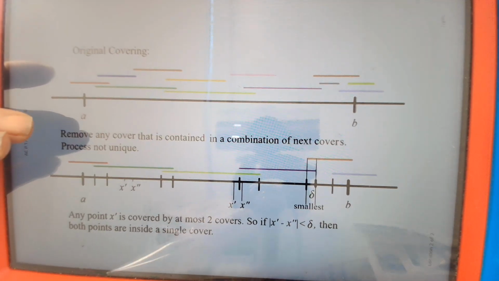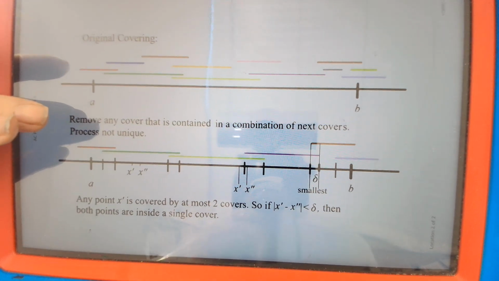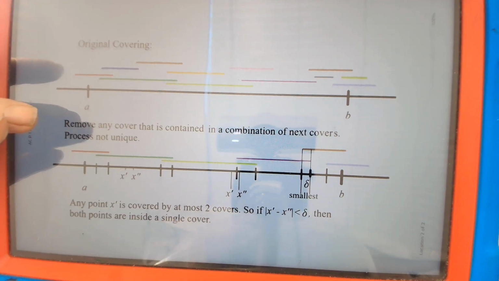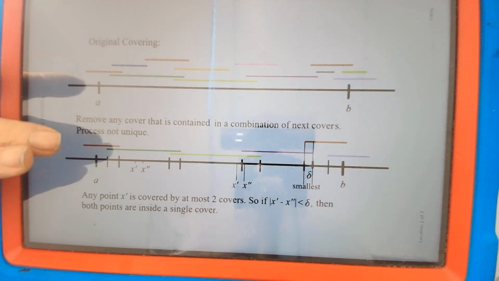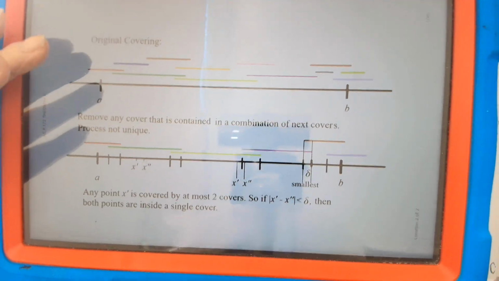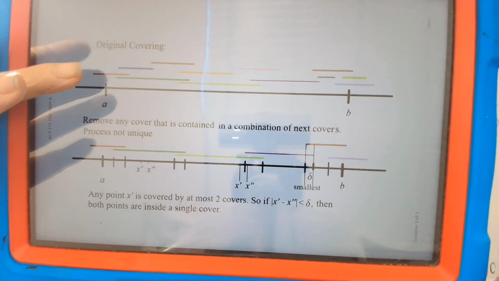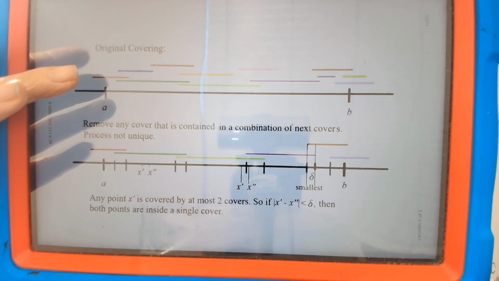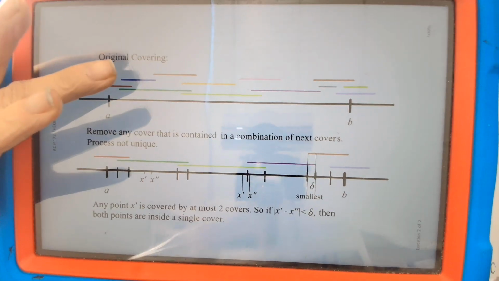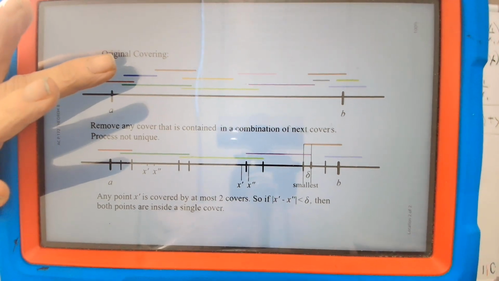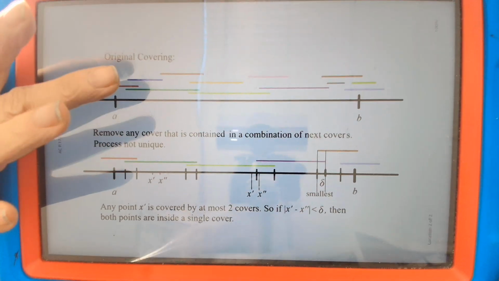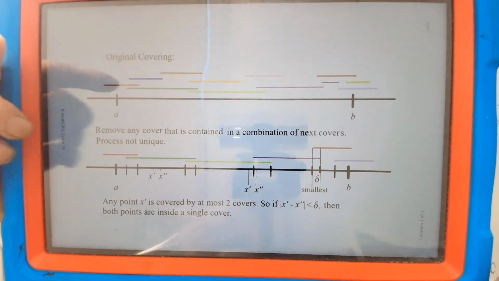Anyway, let's see. What we're going to do is remove any cover that's contained in the combination of the next covers. That is, start with the first one, the red line. That's by itself, it's not contained in anything, so we'll keep it. Then look at that bluish or purple line. That one's already contained in the other two, so we throw that one away. And you keep doing that.